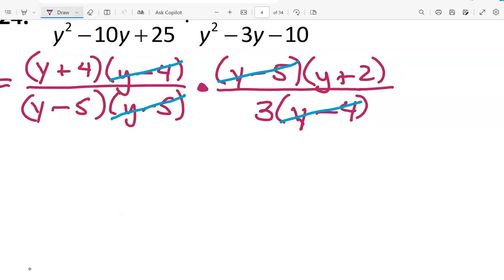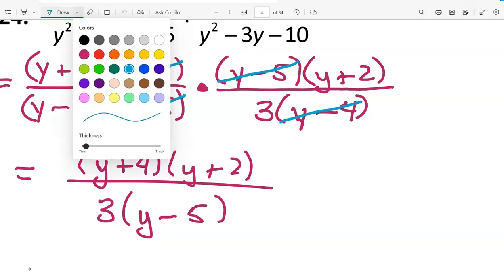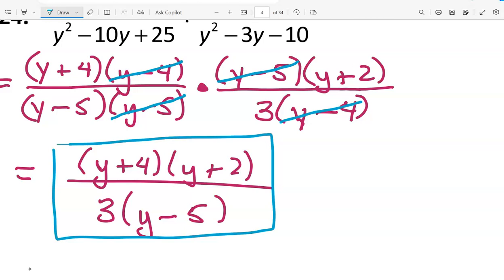So I'm going to write the final result and leave the numerator in factored form, y plus 4 times y plus 2. And then in the denominator, we write our monomial factor first, 3 times y minus 5. And there's our final answer. You can multiply out the factors if you want, but it's not necessary. And also, if you multiply them out, you must do so correctly.